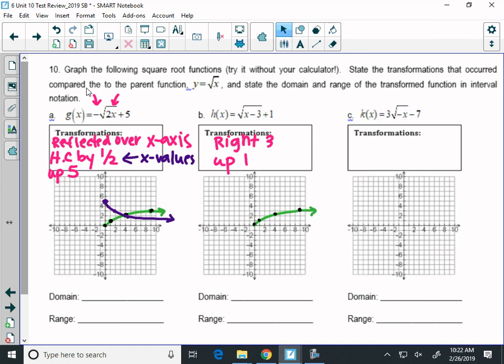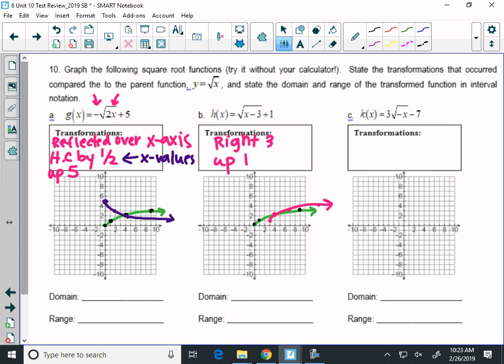Once I take the point here at the origin, I move it to the right 3, up 1, there's my new point. So this one, I don't have any stretches, I don't have any compressions, I'm just going to move right 3 and up 1, which should give me that new pink graph. Forgot to do the domain and range. I'll come back to those after I do all the graphing.